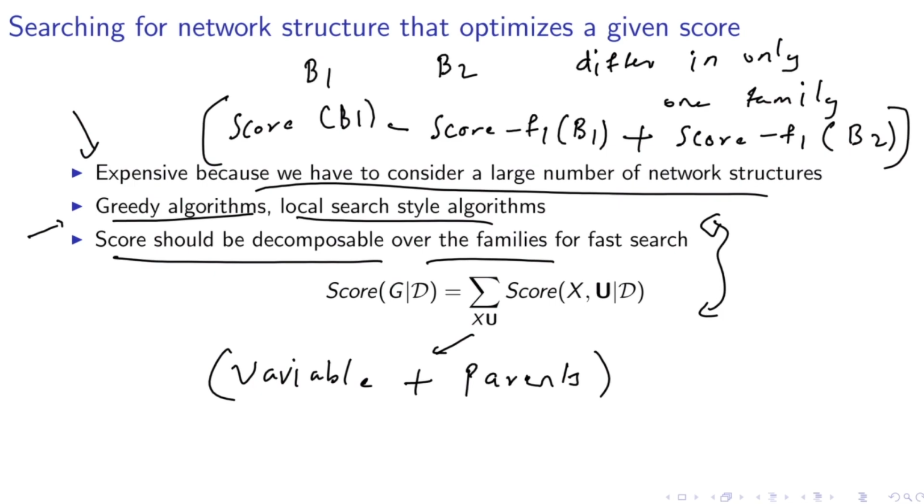This is like you have a large sum, and only one term in that sum is changing. So instead of recalculating the whole sum, I just take that term out, subtract it from the original sum, and add the new changed term, and I'm done. So that's why we need our scores to be decomposable.